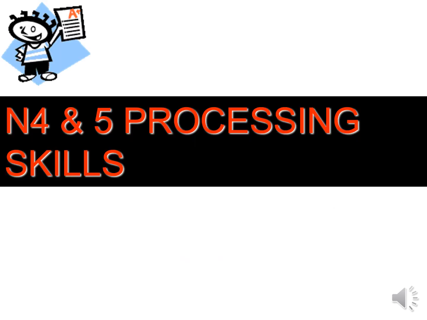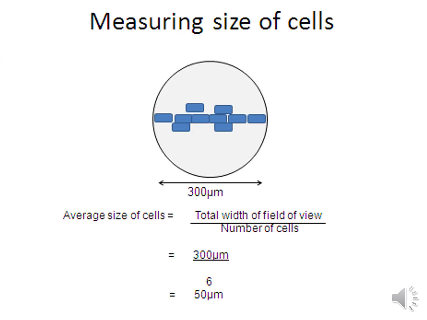Now we're going to have a wee look at processing skills in this unit. When we're looking to measure the size of cells, really what we're looking at here is a field of view, which is what you may see if you were looking through a microscope. So the exam board might ask you to measure the length of one cell, or the average length of one cell. Now, the important figure here is that the length of the field of view is 300 micrometers. So from here to here, it's 300 micrometers.